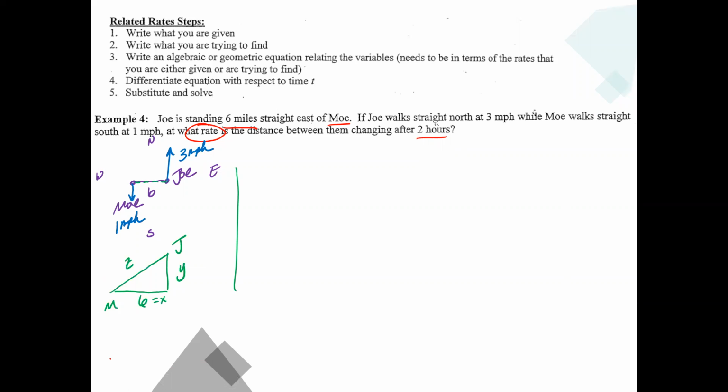I am going to have x squared plus y squared equals z squared for the Pythagorean theorem. So naturally, let's find the derivative of that. Implicit differentiation gives 2x dx over dt plus 2y dy over dt equals 2z dz over dt.